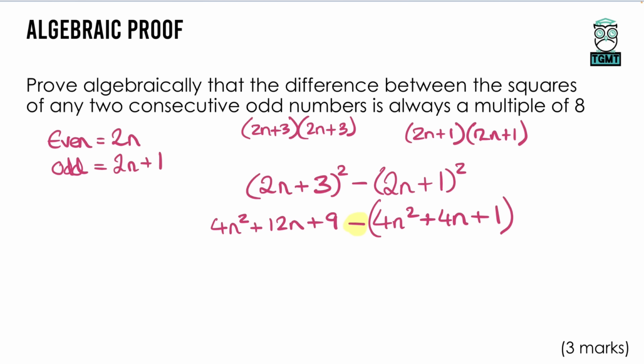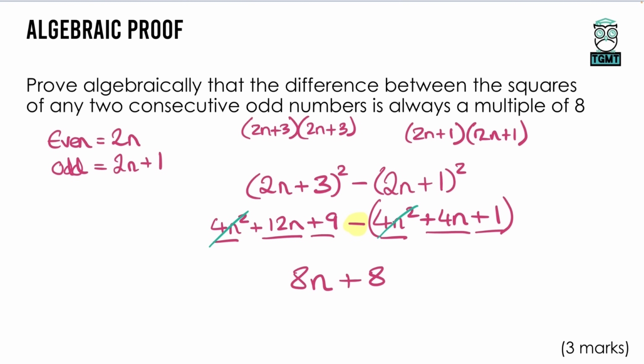So we have 4n squared take away 4n squared. Well, actually they just cancel out, so they disappear. We don't need to worry about the n squareds. We then have 12n take away 4n, so that leaves us with 8n. That's a good sign because it did want us to show that it's always a multiple of 8, and anything times 8 is going to be a multiple of 8. And then we have plus 9 and take away the 1. 9 take away 1 leaves us with 8.